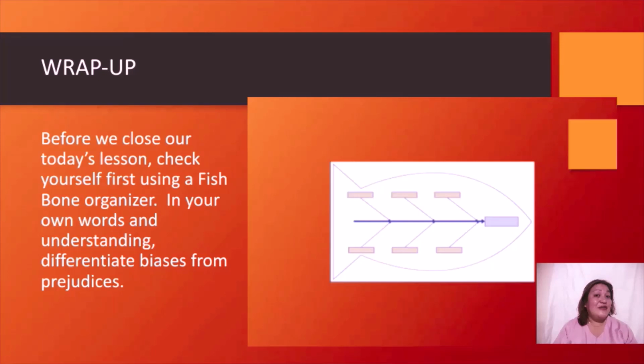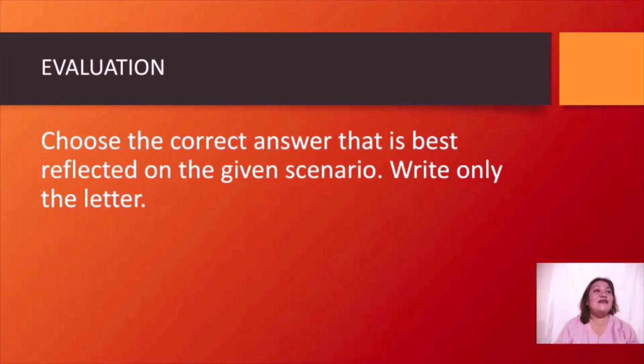So, before we close our today's lesson, check yourself first using a fishbone organizer. In your own words and understanding, differentiate biases from prejudices. So let us now proceed with our evaluation. I want you to prepare one fourth sheet of paper and let us answer the questions. So here is the instruction. Choose the correct answer that is best reflected on the given scenario. Write only the letter.